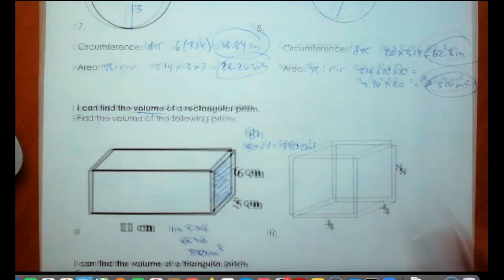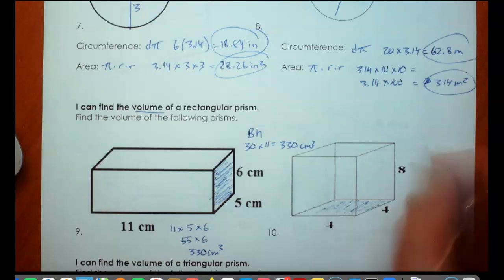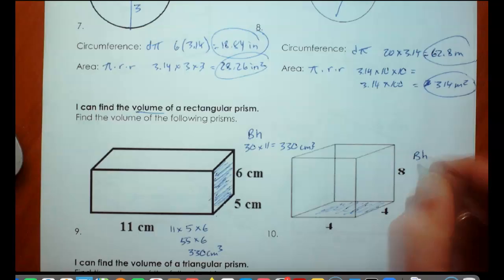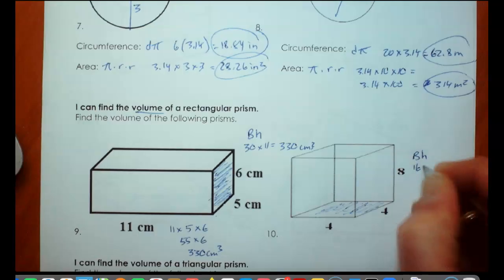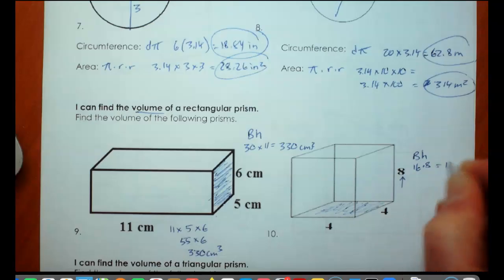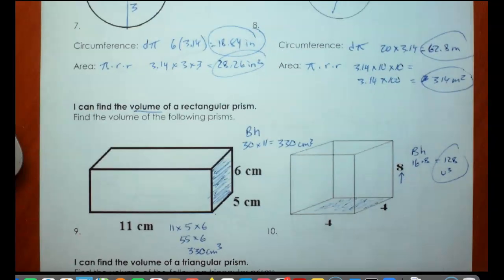I'll do this one. Base here would be 4 times 4, right? We'll do this, the big base times height. Well, the big base would be 16 times the height, which is 8. That's right here. And that's 128. And that's going to be units cubed. We don't have a label, so we'll just call them units cubed.